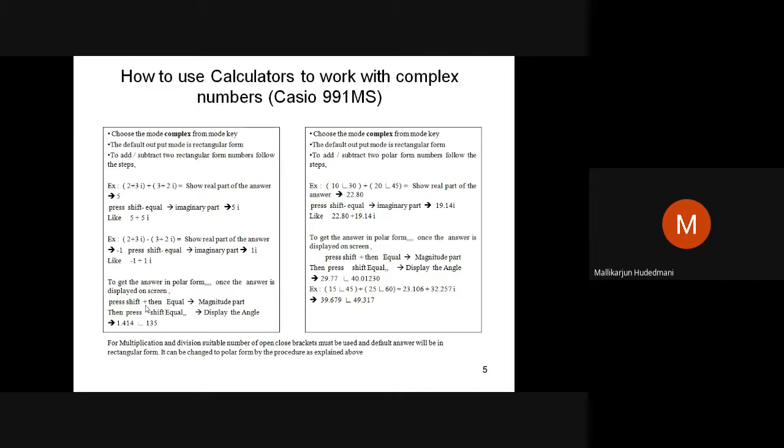It means any quantity which is available on your screen, say 5 plus 5i in rectangular, you want to know in polar. What should you do? We should hit shift plus. When the display is 5 plus 5i, press shift plus equal. It shows me the magnitude part of the answer. Shift equal gives the angle part of the answer. It's very simple.